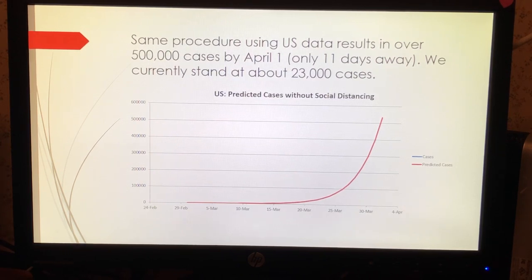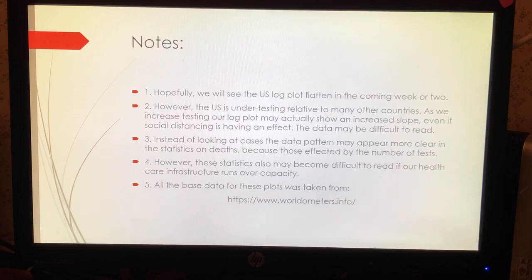If we left everything alone, we're currently standing at about 23,000 cases as of today, which is March 21st. And if we just let everything keep running, we would expect by April 1st, which is only 11 days away, that we would go from about 23 or 24,000 cases today to about 500,000 cases by April 1st. So if we don't do anything, we would expect to see this huge run up in the number of cases in the US.